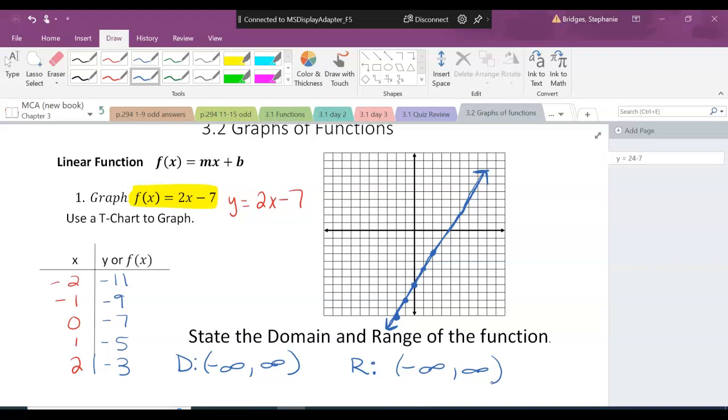But if it's a line, then you can just go ahead and say the domain is going to be all real numbers as well as the range. Is everybody kind of okay with that?